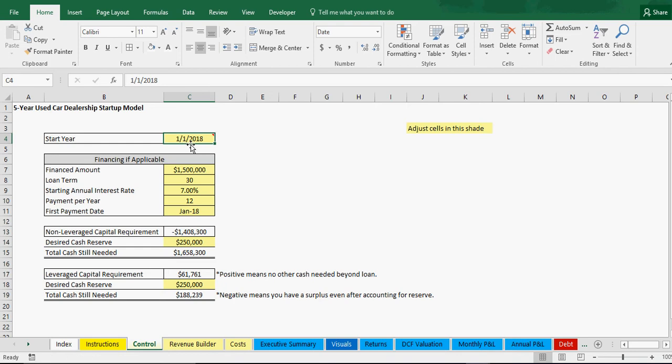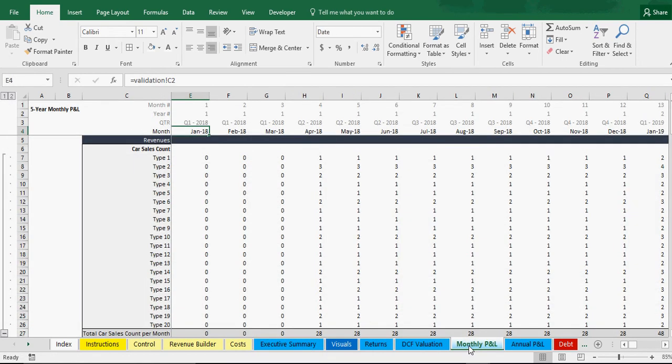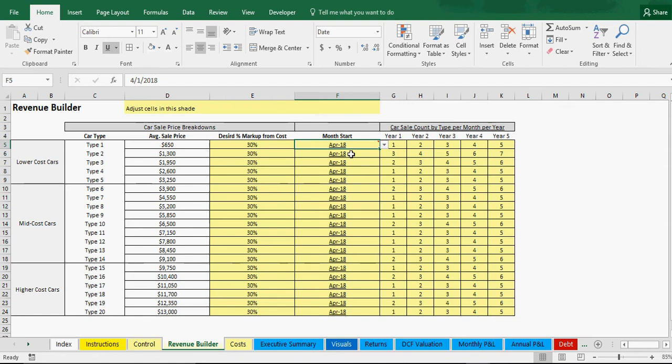So all you have to do is put in the date of the year you're starting. Doesn't matter the month and the day. It automatically gets converted into drop downs that go off of that year. Like I said, from January, you have January 18 through December 22.